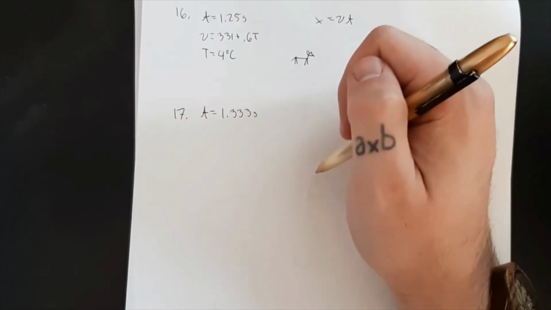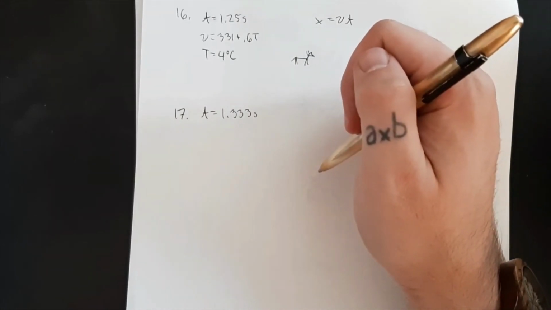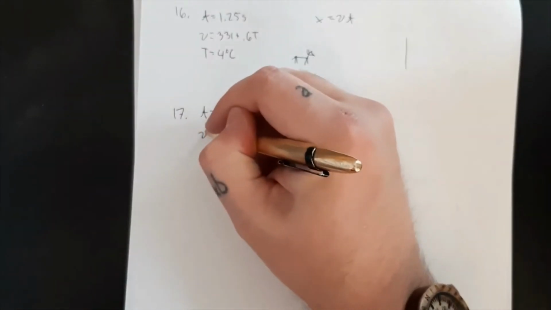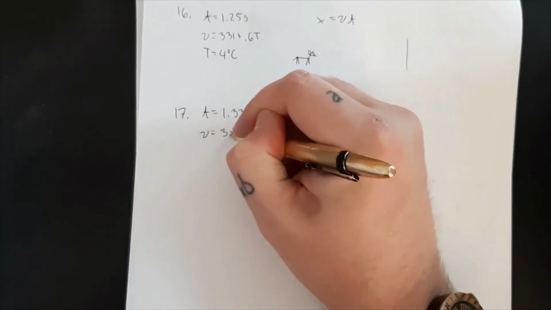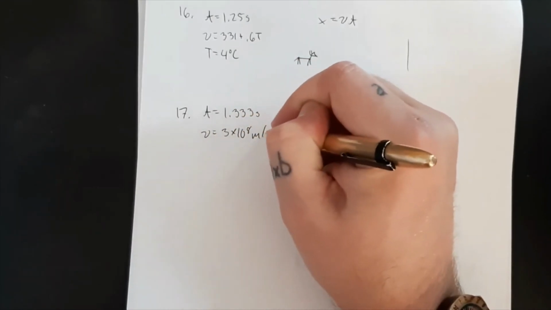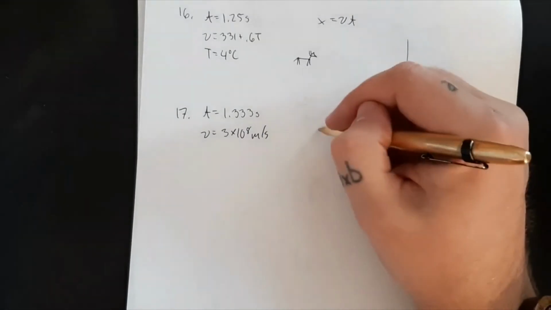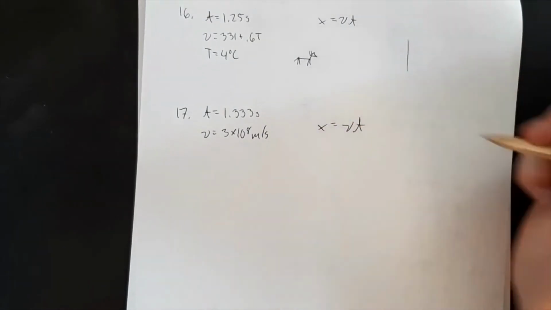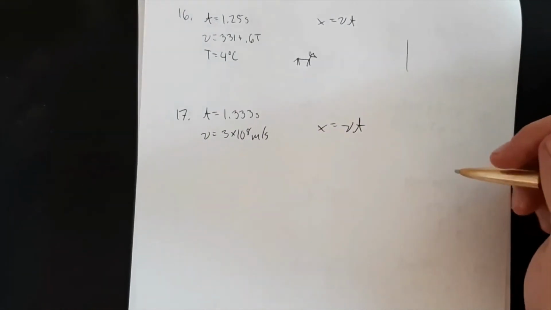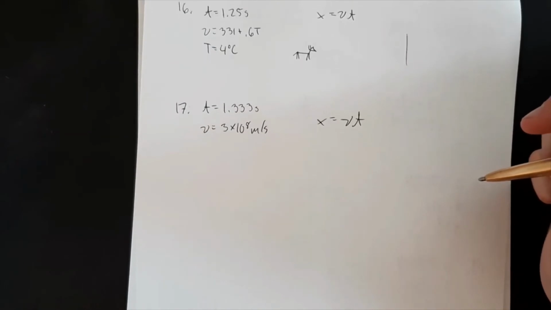We're looking at a laser being fired, so we're going to be using the speed of light. All right, so that v there, we're just going to be using 3 times 10 to the 8th meters per second. Okay, and then we're looking for that x there, so we're still going to be doing x equals v times t.